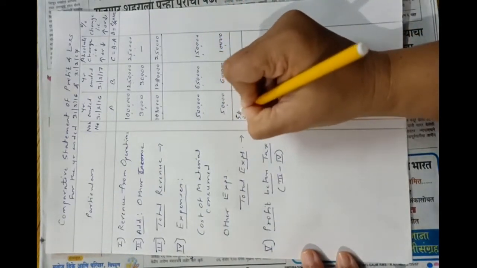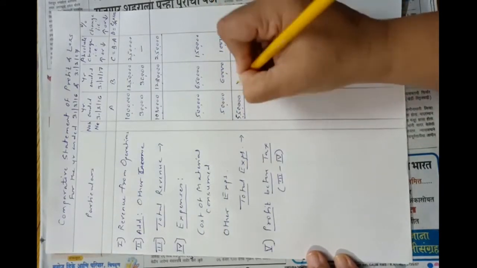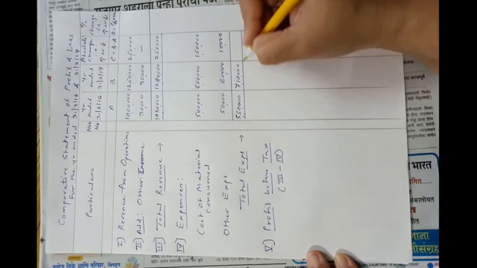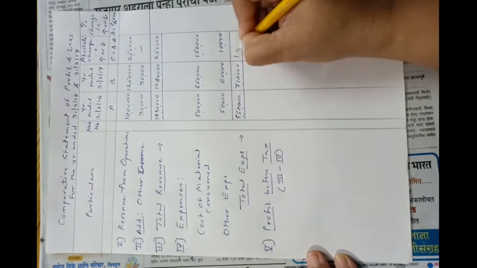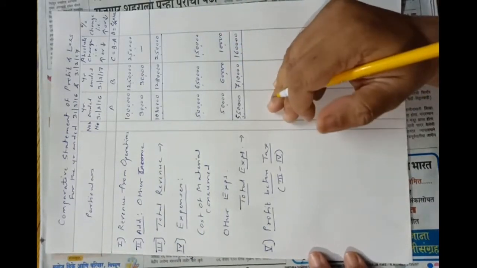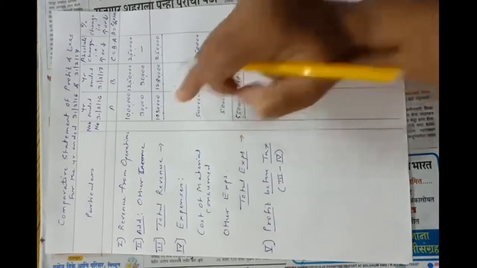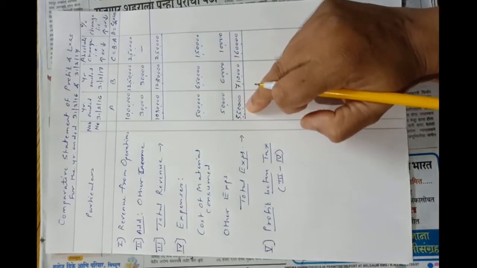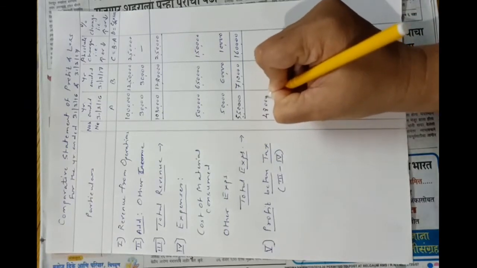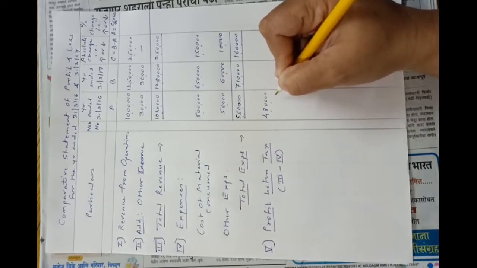₹5,50,000, 7,10,000, and so an increase of 1,60,000. Okay. Now we will calculate profit before tax. From total revenue, that is 10,30,000, we will deduct 5,50,000. So the difference is 4,80,000 here for the year ended 31st March 2016. Profit before tax is 4,80,000.